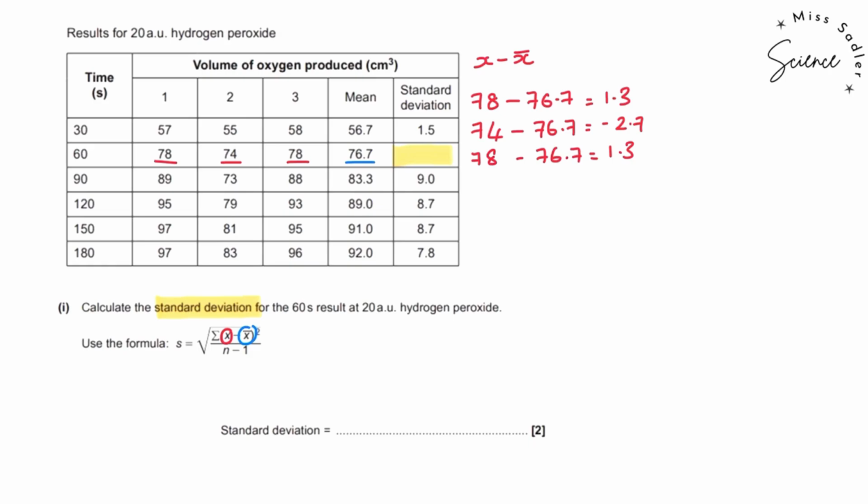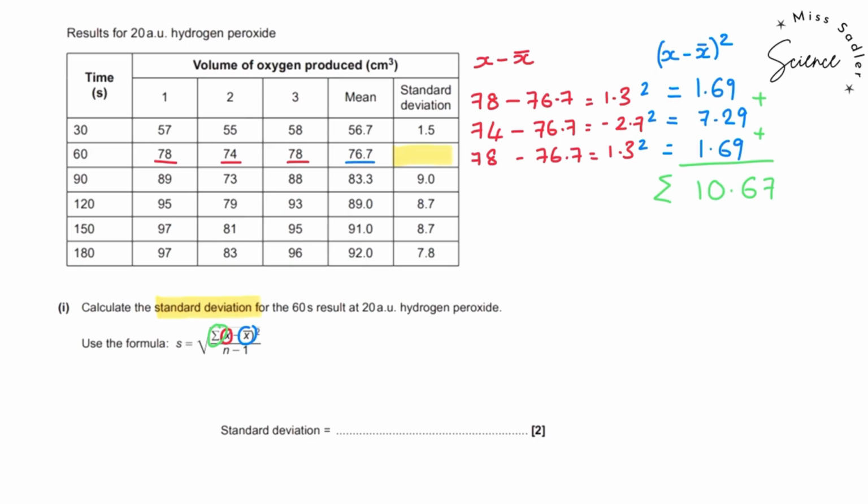So the next thing for us to do is to square those values. So it'll be x minus x bar, and I'm going to square them. So each of those values is going to get squared. So square that, square that, square that. And that then equals 1.69. We've got 7.29, and the last one again is 1.69. Right, the next section is for us to find the sum of those values. So the sum here of those values, we're going to just add them together, and that answer is 10.67.